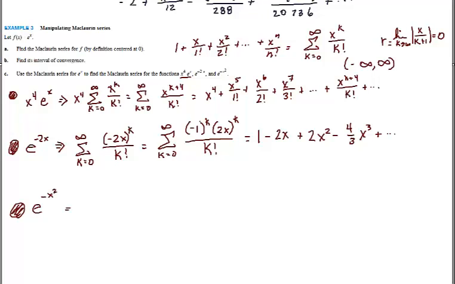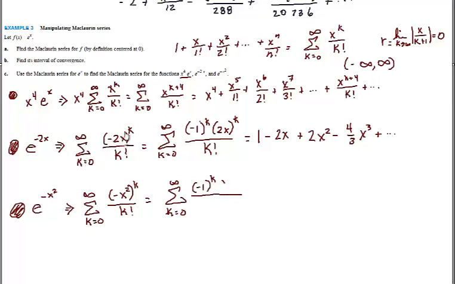Next, I've got e to the minus x squared. I'm going to use the function composition property again. Just substituting into x, I'll substitute in minus x squared. So that's going to look like minus x squared raised to the k over k factorial. And simplifying that again, I'll take out the negative, and I will get this negative 1 to the k, and then I'll have left x to the 2k over k factorial, and then just writing down what those terms are. And there they are.